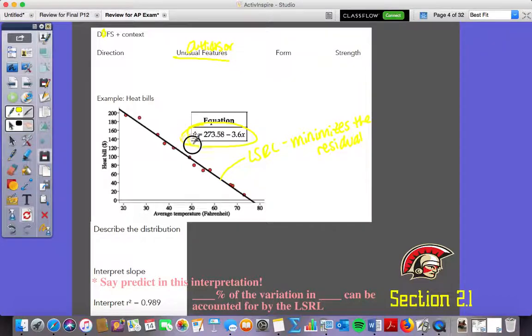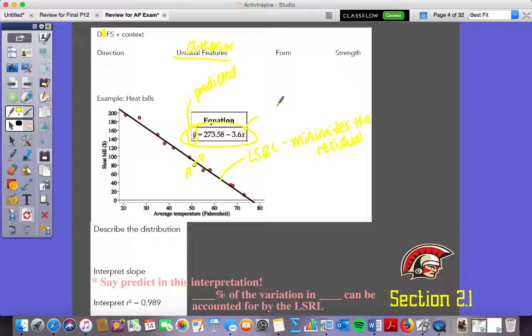So y hat, let's talk about that. That would be my predicted, okay? The predicted. So what does that mean? That means that this dot is the actual, is the A, and the line point is my predicted, okay? Just a reminder of that. So to get the predicted of the least squared regression line, we could substitute something in for x, 50, 60, or whatever. And we could get out what the y hat is, or the predicted value of y.